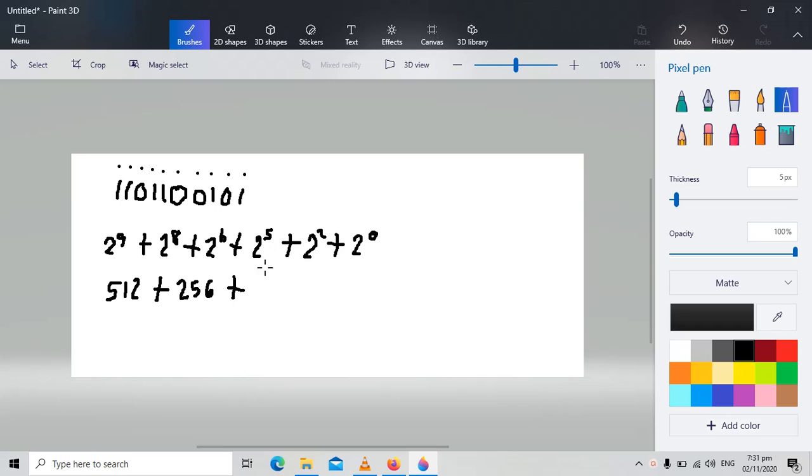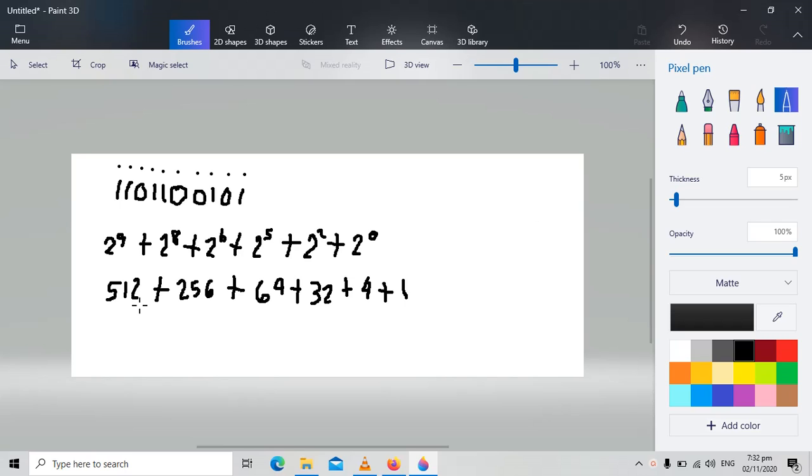2 to the power of 6 is 64. 2 to the power of 5 is 32. 2 to the power of 2 is 4. And 2 to the power of 0 is 1. And we'll add the add-ins, and we'll try to solve it for the final answer.